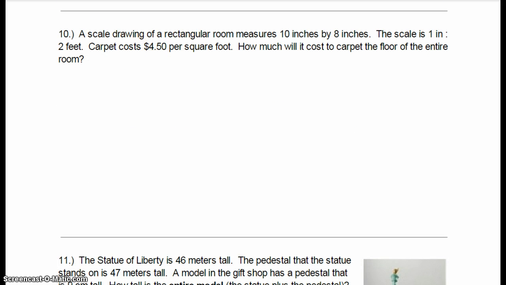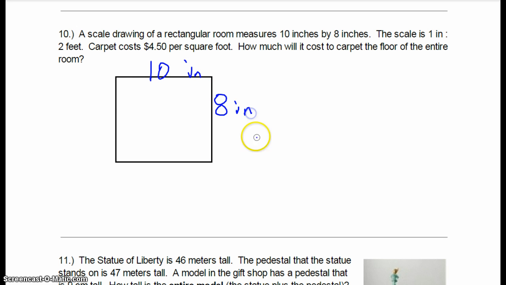Okay, the rectangular room. So this room is a rectangle. It's a scale drawing, so that means if it's 10 inches by 8 inches, it represents a room in real life. So I've got to find out how many feet each wall is in real life. Well, the scale is 1 inch makes 2 feet. 1 inch on the drawing is 2 feet in real life. So that means if I've got 10 inches on the drawing, I've got 20 feet.